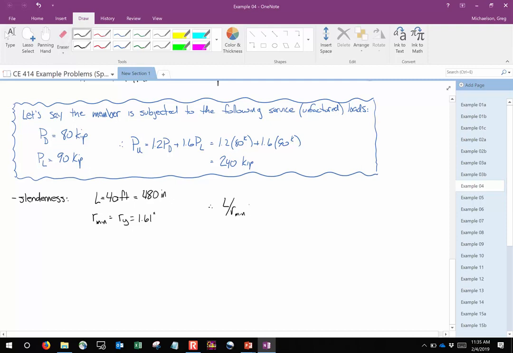So L over r is going to be 480, and I'm just going to write the tick marks, over 1.61. What does that come out to be? 298? What does that mean? It's just barely good enough. So this member is real slender, but it's good. Any more, and we'd probably want to beef it up just for handling purposes. So this is less than 300, so we'll say member meets.